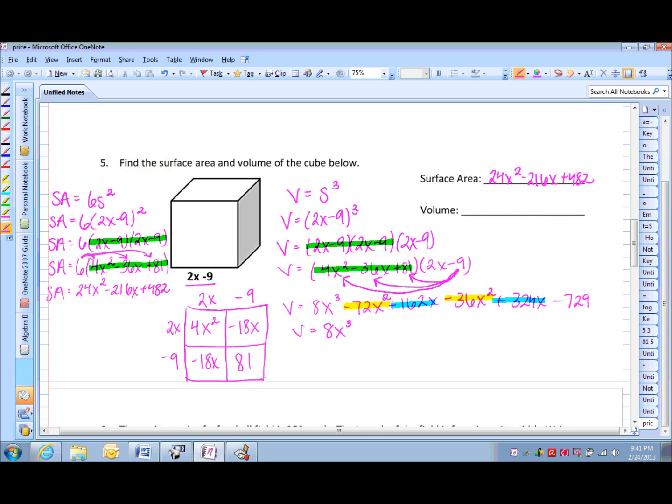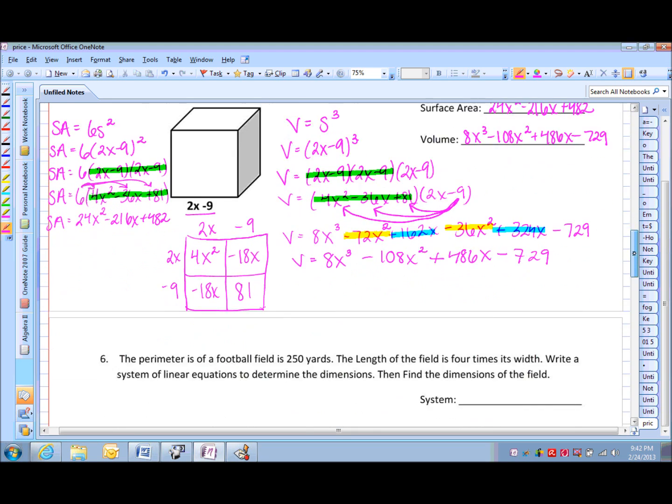I have my x cubed term. There's only one of them, so I bring down the 8x cubed. When I combine negative 72x squared and negative 36x squared, I end up with negative 108x squared. When I combine 162x and 324x, I end up with positive 486x. And then I bring down the negative 729 for my constant. And that is my volume. So my volume is 8x cubed minus 108x squared plus 486x minus 729.